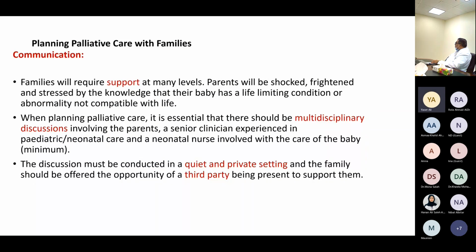We'll come to planning palliative care with families. The first aspect is communication. The families will require support at many levels, as they will be shocked, frightened, and stressed by the knowledge that their baby has a life-limiting condition. When planning palliative care, it is essential that it be a multidisciplinary discussion, and the discussion should be conducted in a quiet and private setting, with the family having the opportunity for a third party to be present to support them.